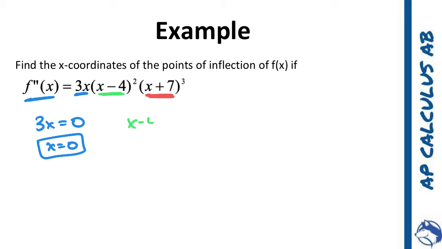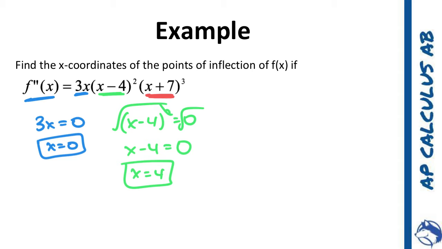Then I would do (x minus 4) squared is equal to 0. And so when I take the square root of both sides, I still end up with x minus 4 is equal to 0. So x has to be equal to 4. And so then the final piece is this (x plus 7) cubed. And I would want to look and see where this is equal to 0. So I take the cube root and I'm left with x plus 7 is equal to 0, which x is equal to negative 7.